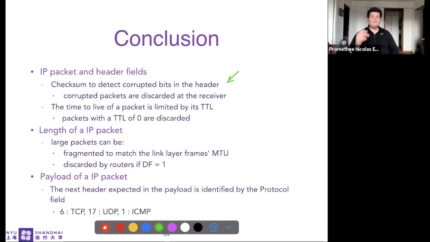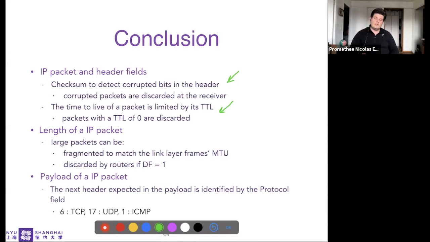This is why, because if the IP destination is corrupted, the packet will go somewhere wrong. So we're still supposed to check the header to make sure that the packet reached the right destination. There won't be any problem because of this. And we also have the TTL to discard a packet if it's captured in a forwarding loop.